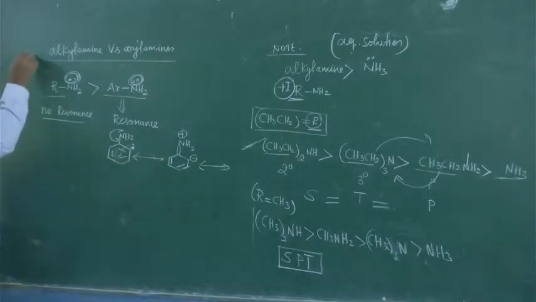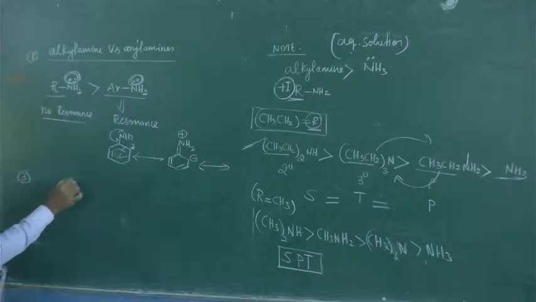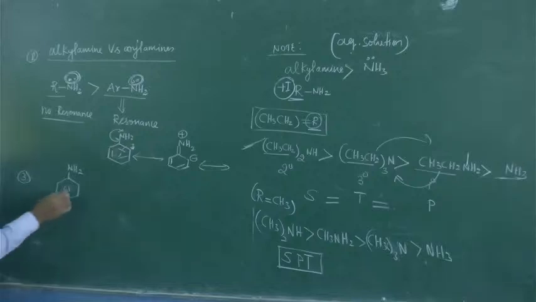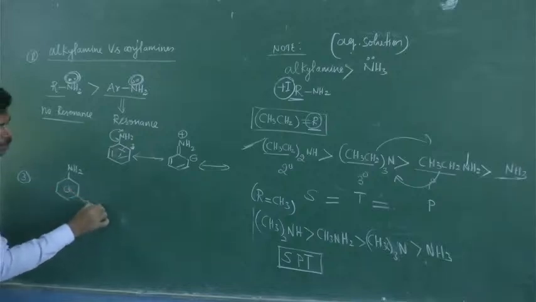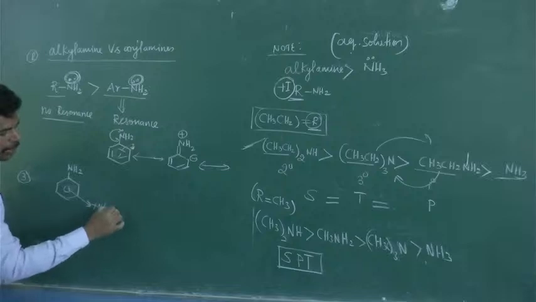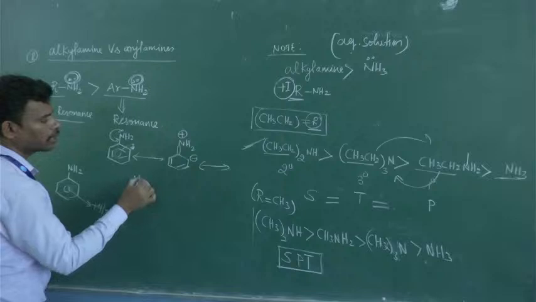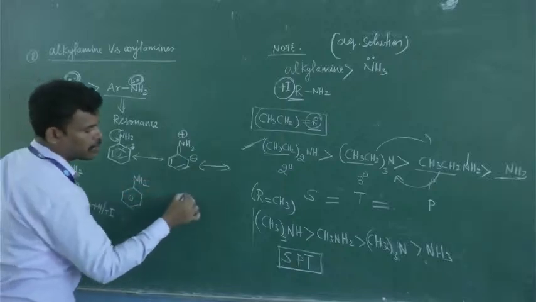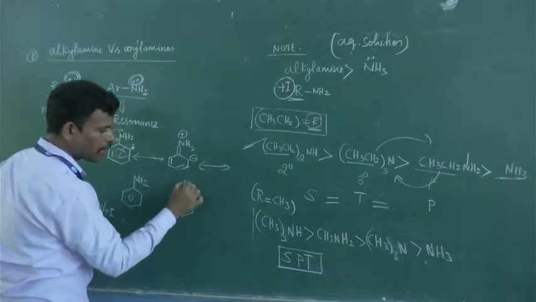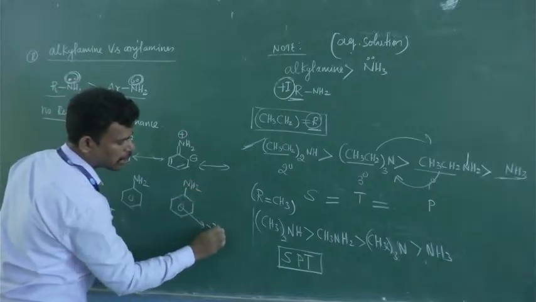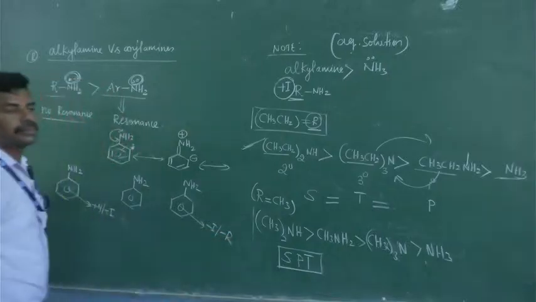next point, the third point. Suppose you take amines. In amines there are plus M and plus I groups. Next, aniline. In this case there is an electron withdrawing group, that is minus I, minus R.